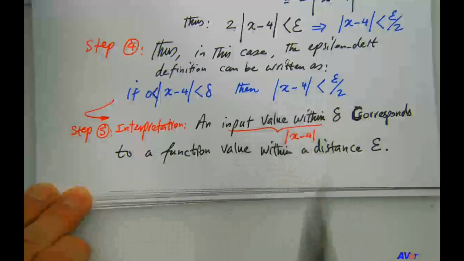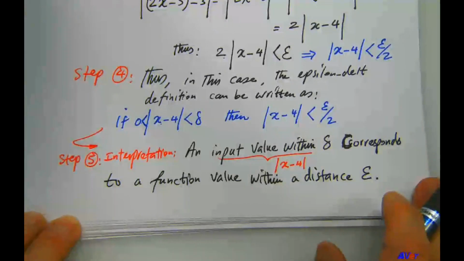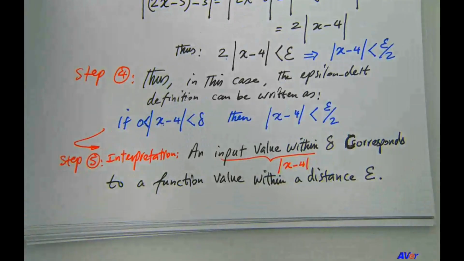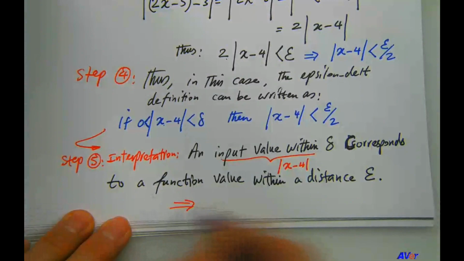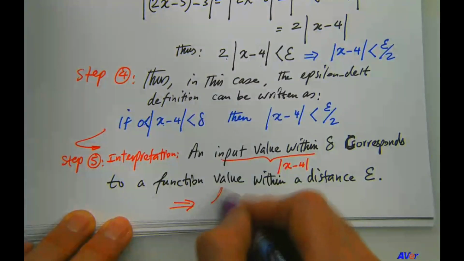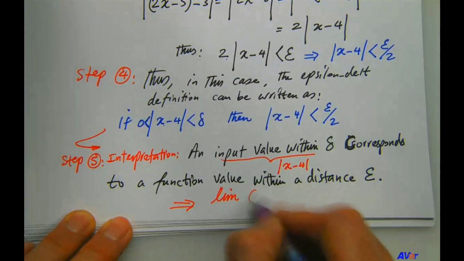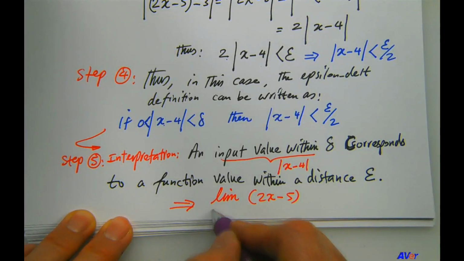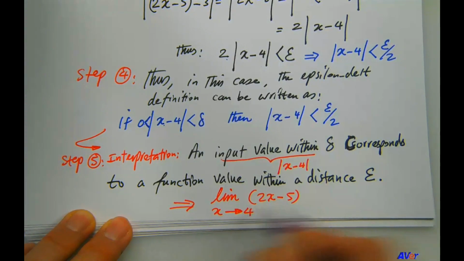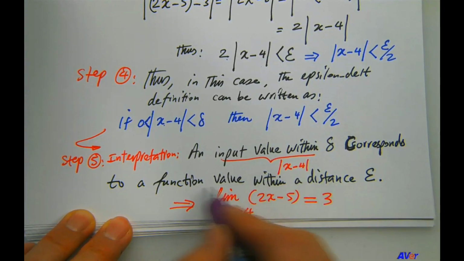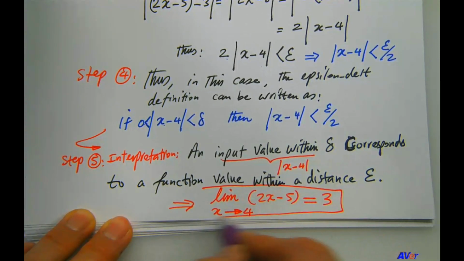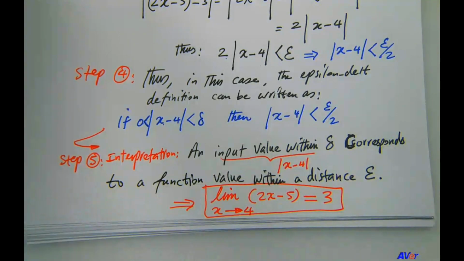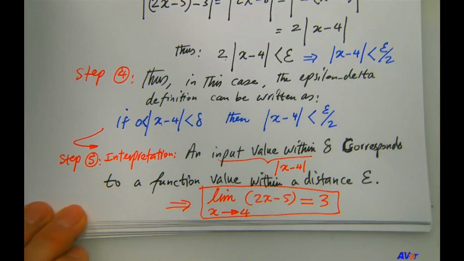That's the correspondence. Okay, so therefore, thus, we've shown that the limit of 2x minus 5 as x approaches 4 is in fact equal to 3. So that's using the epsilon delta definition of that, epsilon delta.